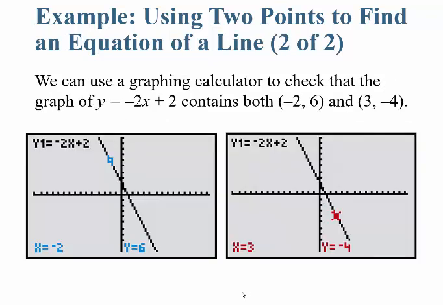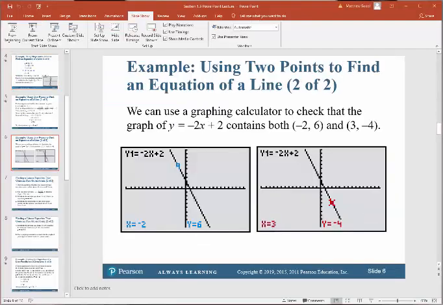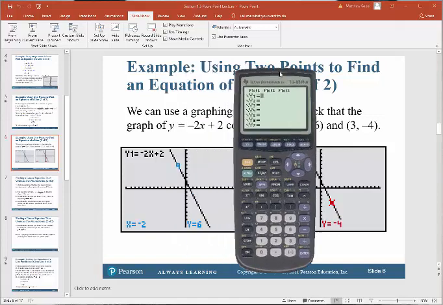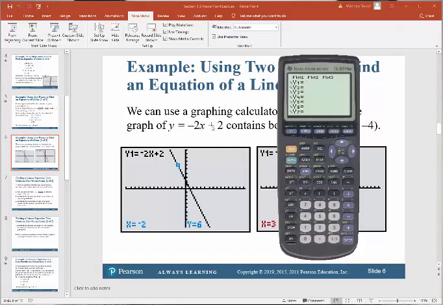You can use your graphing calculator to check this. Just like I did in the previous example, if you plug this equation into the graphing calculator, you'll see that both these points are indeed solutions to the graph. I'll just do that for you real quick so you can see. I'm going to go into my y equals and clear this out. I'll plug in negative 2x plus 2. So you have to use the negative sign, not the minus sign. I'll graph it.